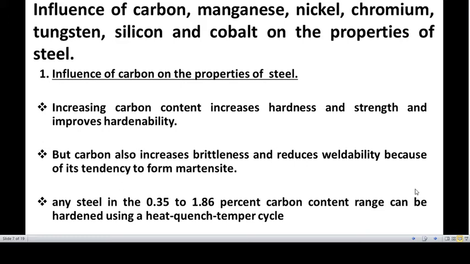Now let us see the various elements that influence the properties of steel. First element, let us look at carbon, and how it influences the property of steel. Carbon content basically increases the hardness and strength, and it improves the hardenability of the steel. But at the same time, carbon also increases the brittleness and reduces the weldability because of its tendency to form martensite. So any steel in the 0.35 to 1.86% carbon content range can be hardened using a heat, quench and temper cycle.